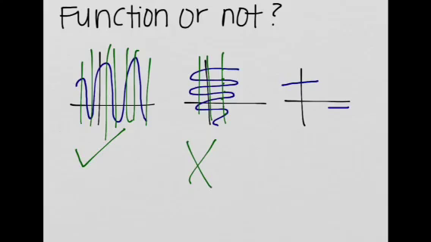Okay, let's do the last one. So I'm going to draw a bunch of vertical lines. And even though it's an odd-looking relation, it is a function because at no time are there more than one intersection point. So it is a function.